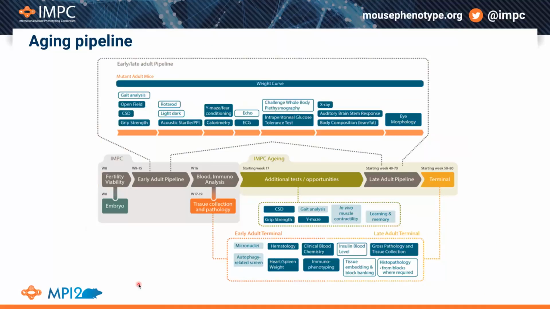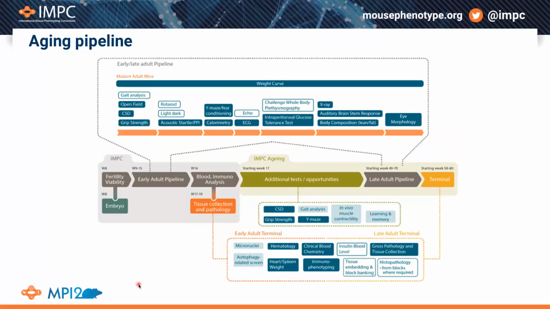We're also in the second phase of our funding. We're doing an aging pipeline. We're taking several hundred of our strains and we're aging them for a year. As I mentioned, we sacrifice the mice at 16 weeks of age in our standard pipeline, and that's the equivalent of looking at an individual who's 20, 25 years old.